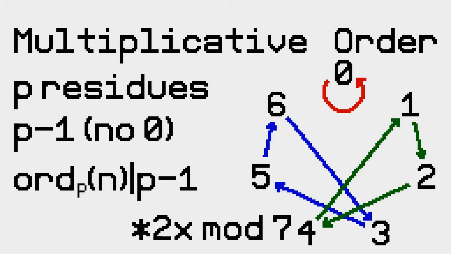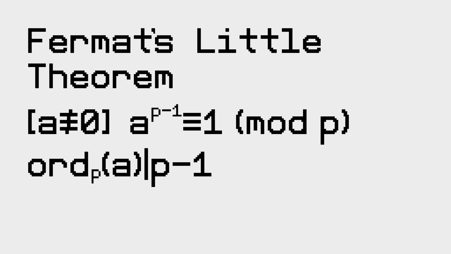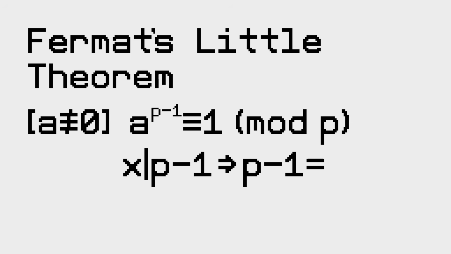Now that we have this, let's finally prove this version of Fermat's little theorem. For a prime modulus p, a to the power of p-1 is congruent to 1 mod p, when a is not a multiple of p. Using what we just learned, the order of a mod p divides p-1. Let's call the order x. Because x divides p-1, we know that p-1 equals x times y for some integer y.